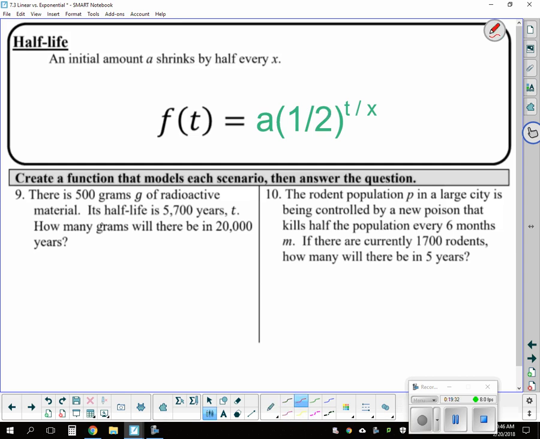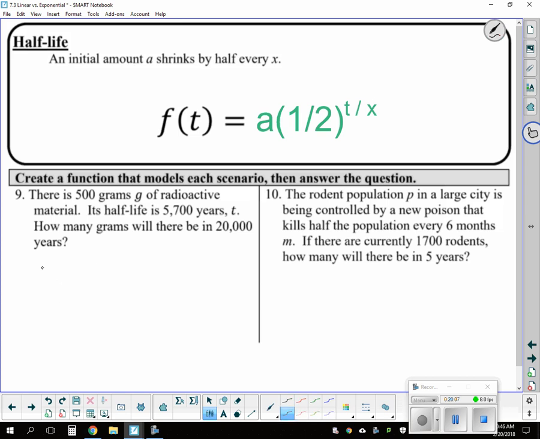Half-life is generally used with radioactive materials, and it's how long it takes for half of the substance to go away. Usually decomposing is what we're talking about in science applications here. So if you start with a certain amount of material, the half-life is how many years, days, weeks, whatever it takes for half of the material to go away, and then you would continue to half it. So hopefully you can picture that that would be an exponential situation, which is why you have an exponential equation.